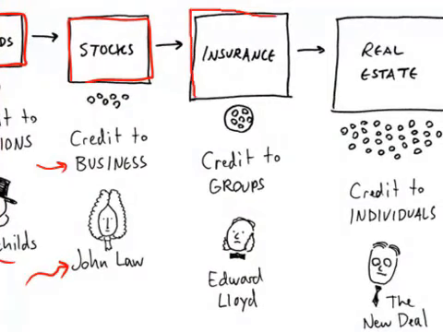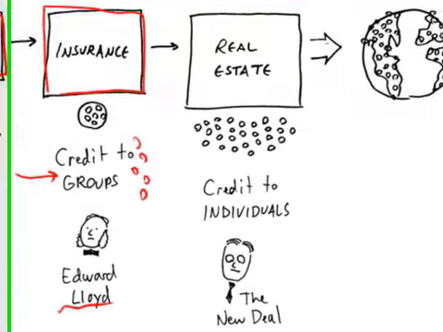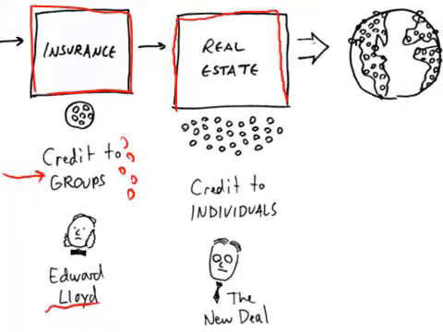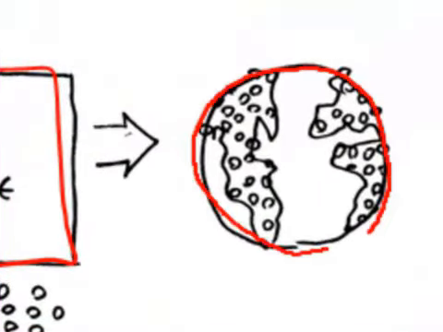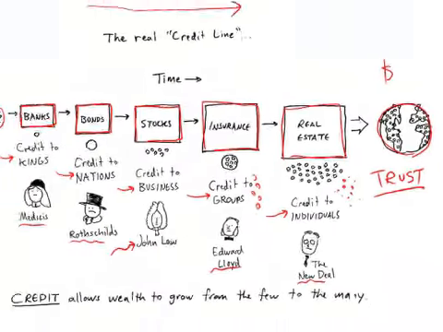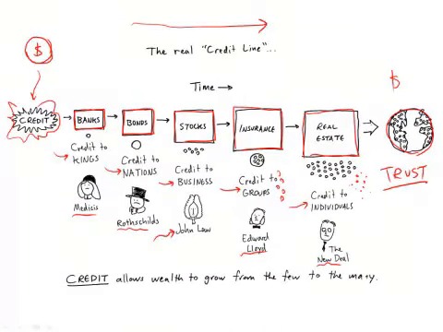Then came insurance, which gave credit to groups of like-minded individuals, largely influenced by Edward Lloyd, which then gave way to real estate, which is extending the credit to any individual who is perceived to be worthy enough to receive a loan of a significant amount of money, which really got a lot of traction during Roosevelt and the New Deal. And the point of it is, it brings us today to the point where money is really a question of global trust. How much do I trust you to pay back what I've loaned you?